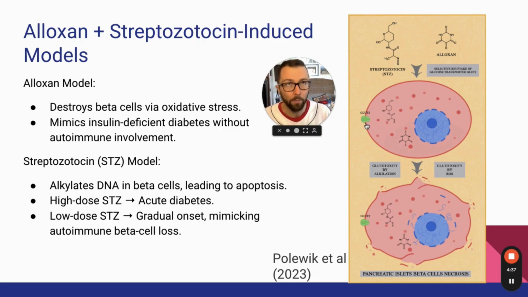So both of these substances basically have very similar keys to glucose. So they get in, they know how to get through the cell membrane without triggering any sort of red alarms. So it enters the beta cell. It quickly undergoes redox cycling, so reduction, oxidation.